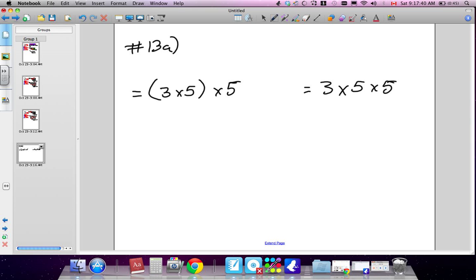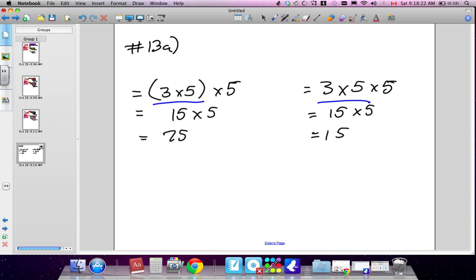According to BEDMAS, what do I do first in this one? Brackets. So what is it? 3 times 5. What do we get? 15. 15 times 5 will be 75. That's right. How about in this one, what do we do first? Multiplication. We can do all of them together. Alright, what's 3 times 5? 15. Times 5. 75.